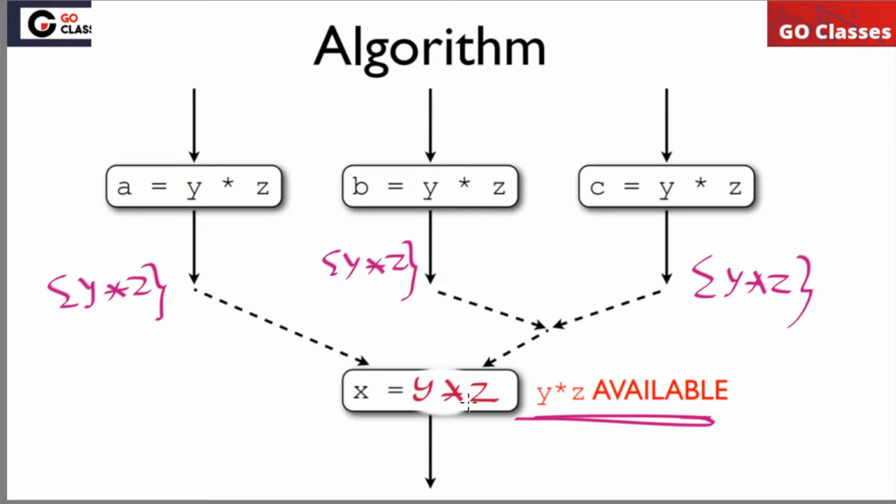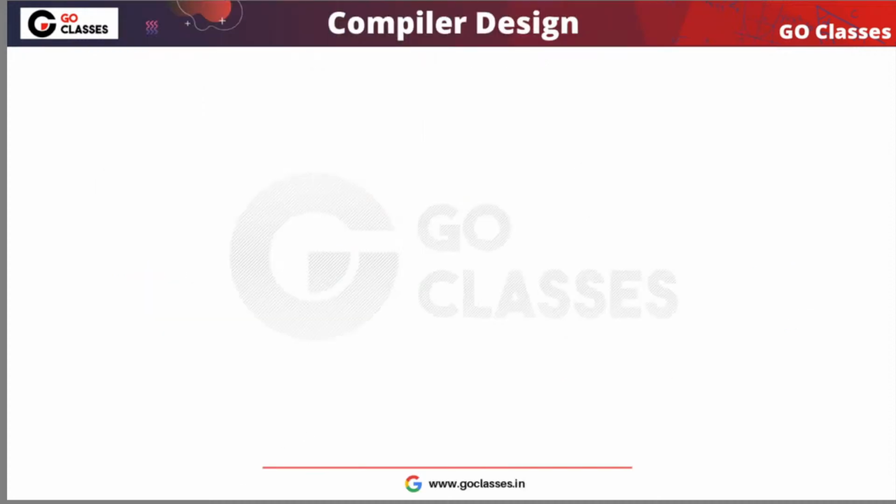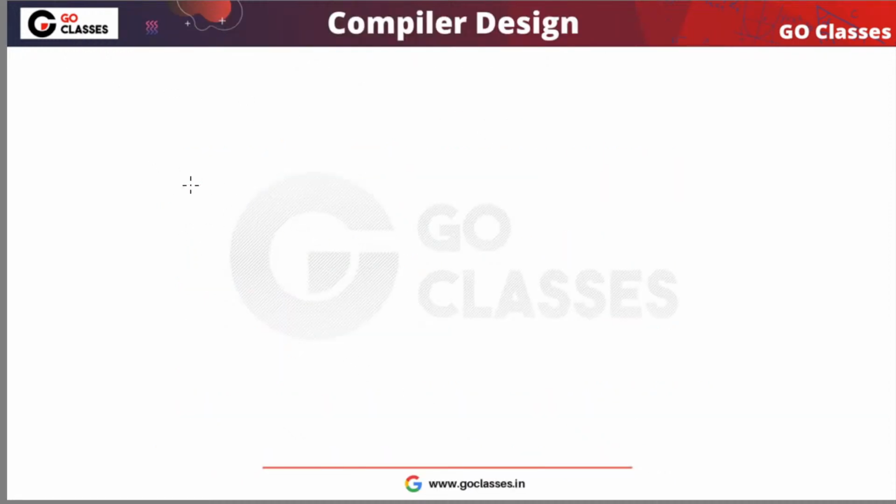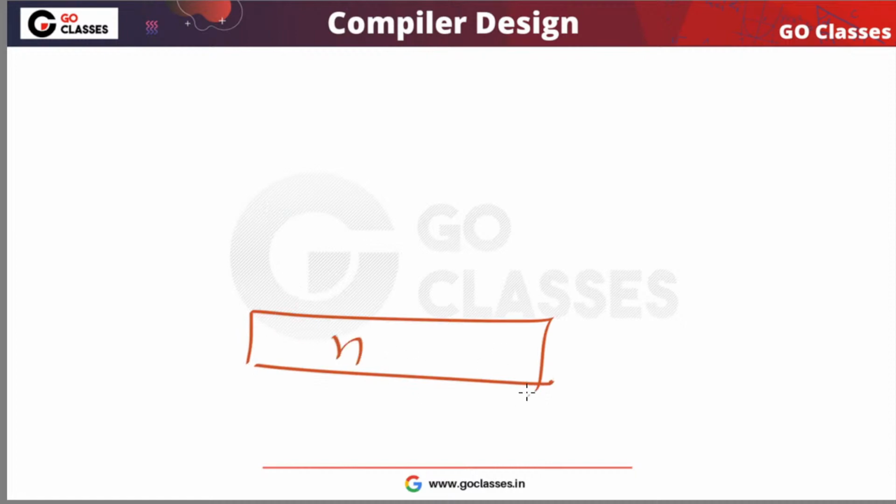Now you can notice what your algorithm is going to do. Read this algorithm one time. Let me explain this algorithm. This algorithm is saying: if you are at a node n which is computing an already computed expression. Let us assume you are at n, and it is computing expression e.